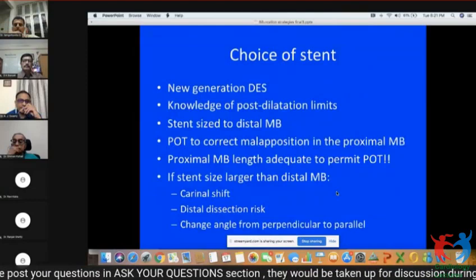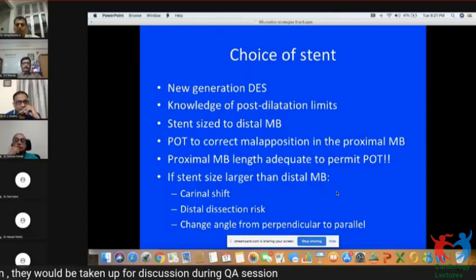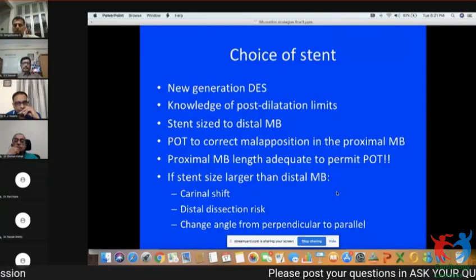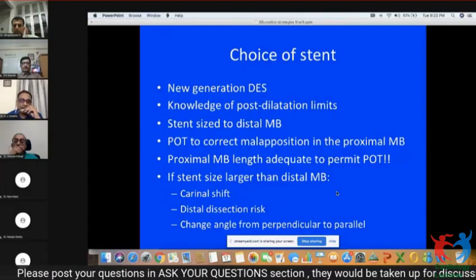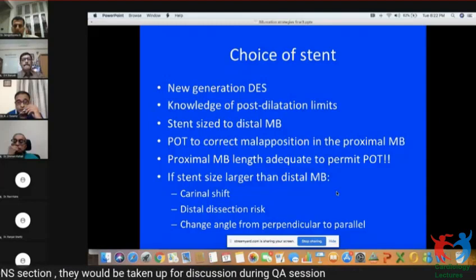Choice of stent is entirely up to you. However, knowledge of post-dilatation limits and a stent size to the distal main branch is an important concept to appreciate. POT is required to correct the malapposition of the proximal main branch, and the POT length must be adequate to permit a POT to be used in the proximal main branch. In the left main, sometimes one doesn't have a long enough length, and one can easily put the guide inside to prevent the balloon from contacting the proximal part of the left main, or use a guideliner for the same.